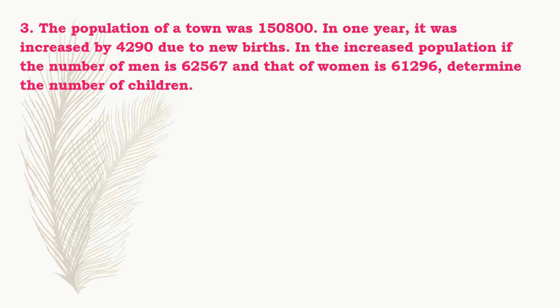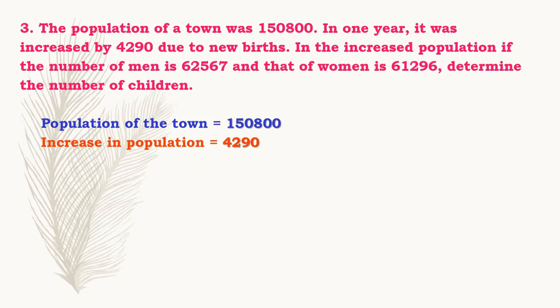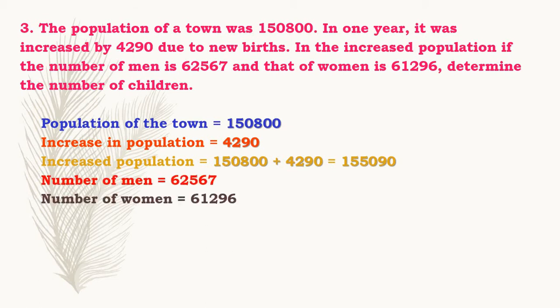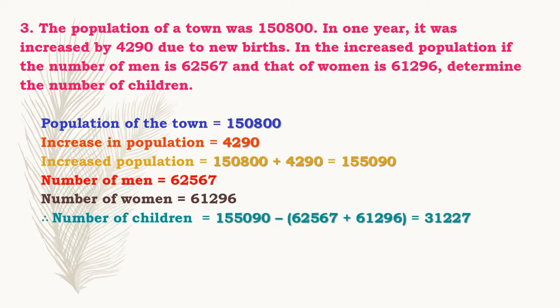So first you will write what was the population of the town, then the increase in population was 4,290. The increased population will be, you add the earlier population and the increase in population, you will get the new population and it will be 1,55,090. Okay. Now the number of men and women have been given already. So the number of children will be, when we add the number of men and women and subtract it from the total population, we get the number of children. So it will be 31,227.